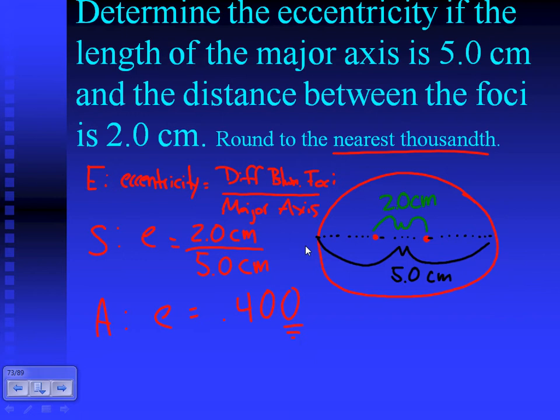Now, are there going to be units tacked onto this? Normally we do, but what happened to centimeters? Centimeters get canceled out. So here's the deal. It's kind of nice. This is the one equation that does not have a unit. So you can have a naked number. So our final answer here is 0.400.